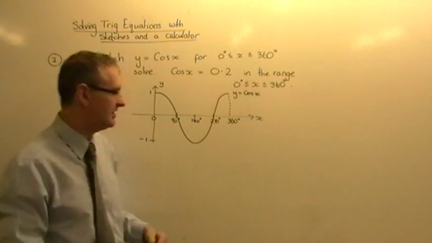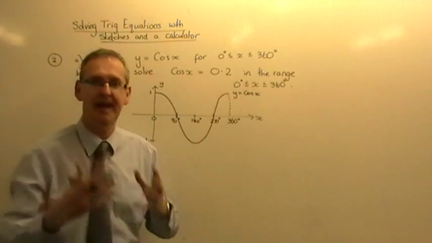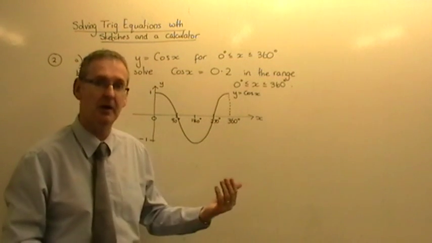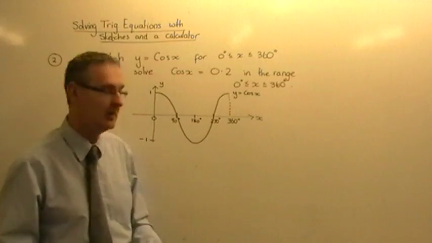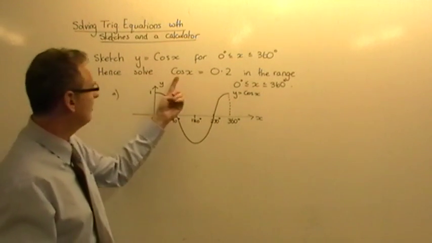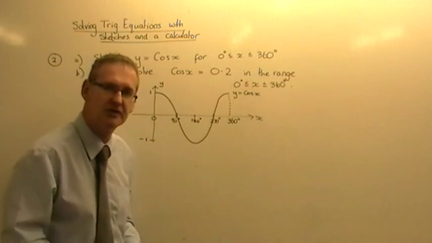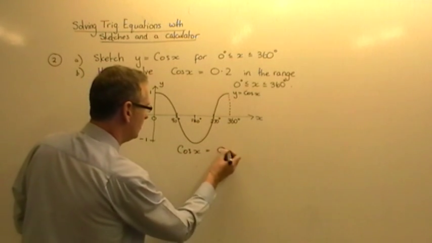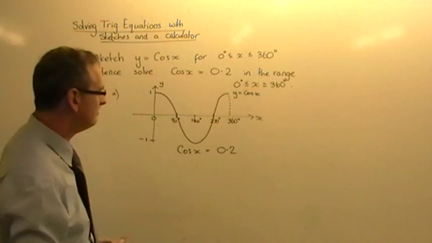Now in part B it's saying hence. As soon as you see hence, that implies you should use your answer from the previous part to answer this question. So hence solve, and we've got a trig equation to solve. We have cos of x equals 0.2.